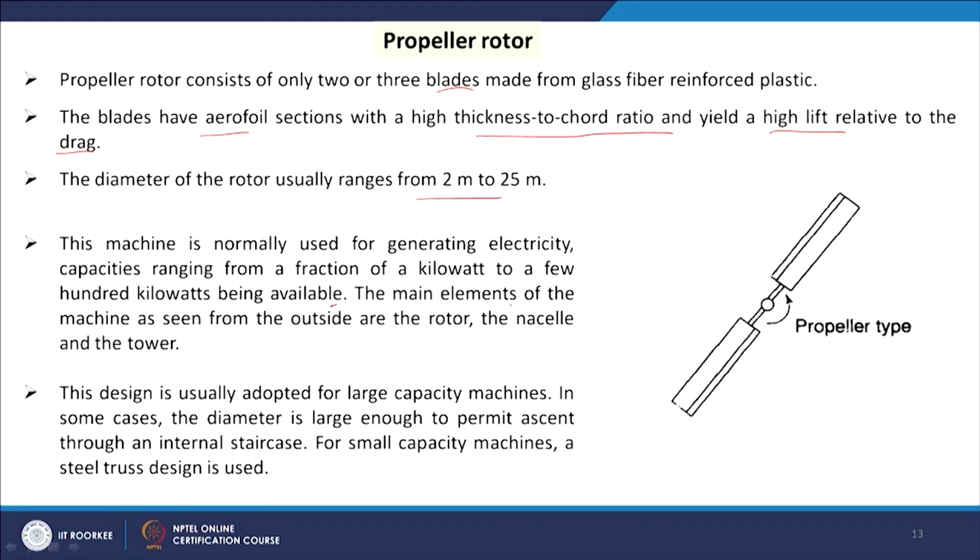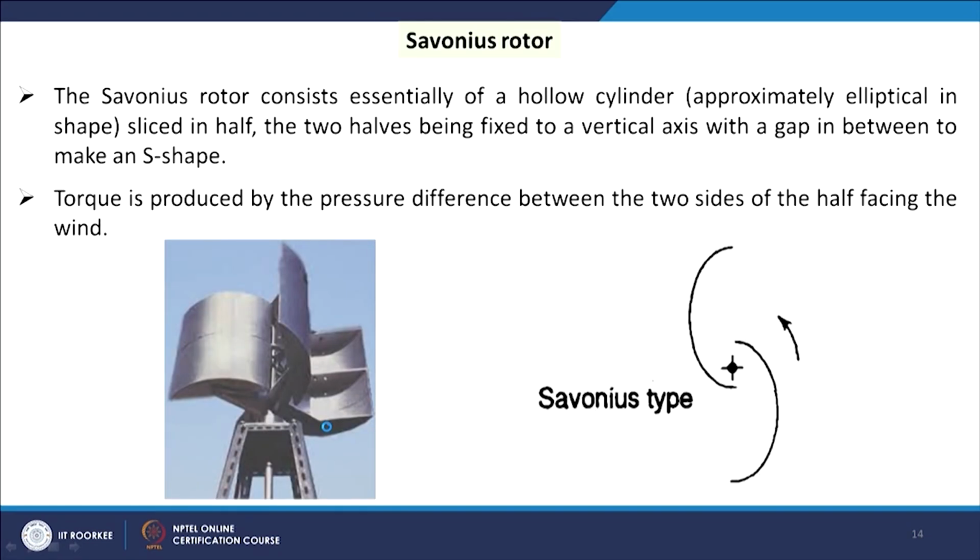The main elements of the machine as seen from the outside are the rotor, the nacelle, and the tower, and this is basically suitable for the horizontal axis type of turbines. So, this design is usually adopted for large capacity machines. In some cases the diameter is large enough to permit ascent through an internal staircase. And this is now for vertical axis type of machines.